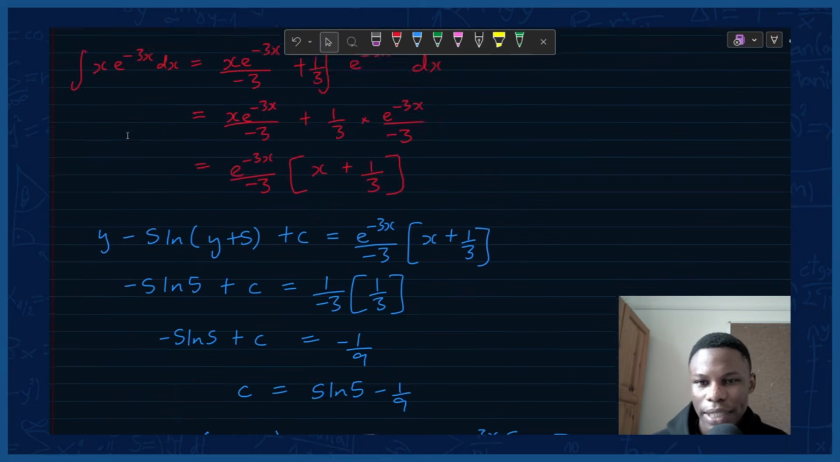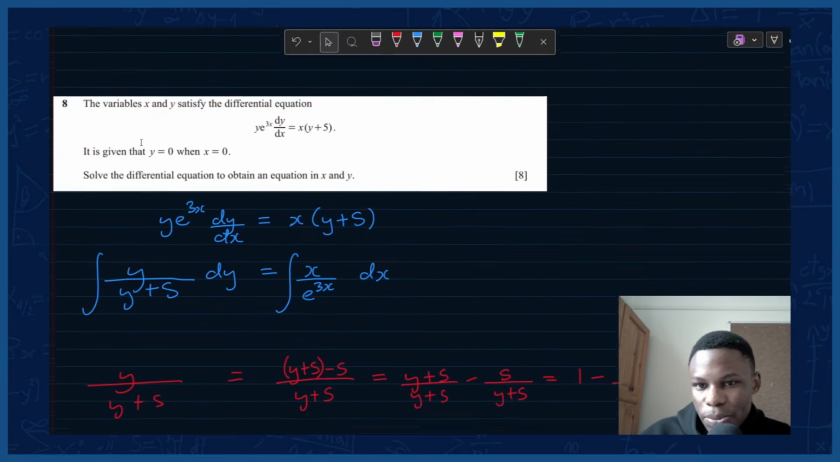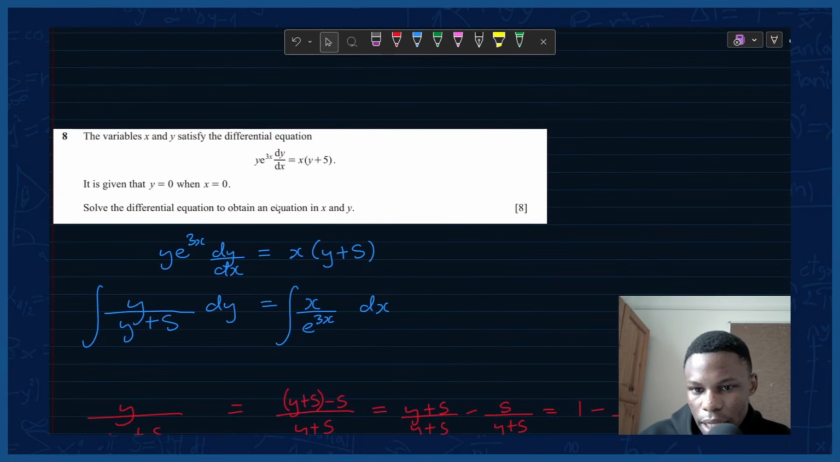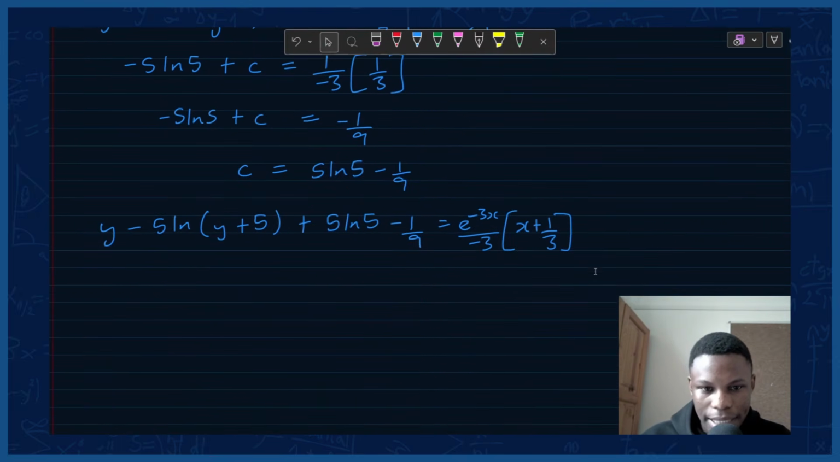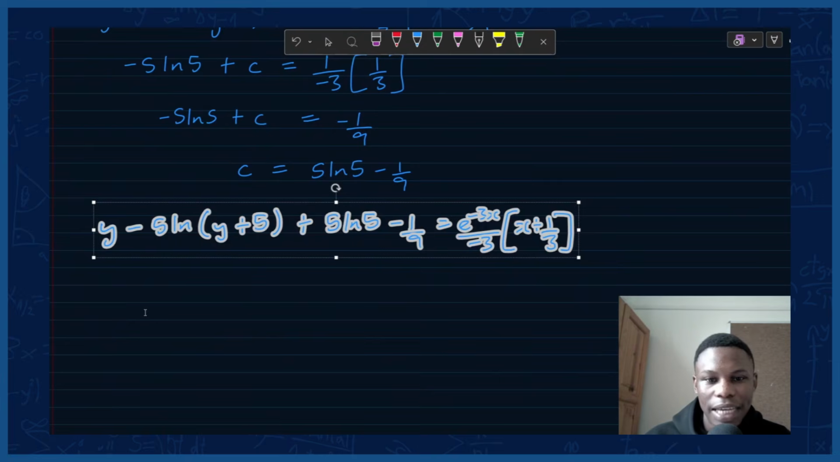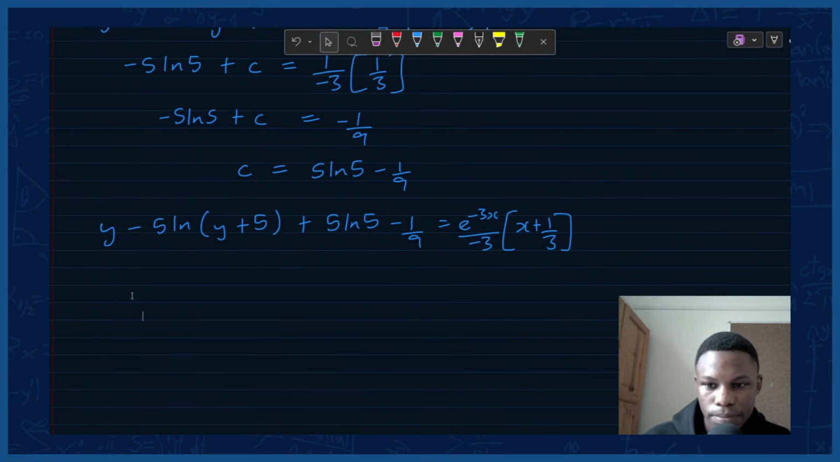And I'm pretty sure they didn't specify to make anything subject of the formula. Obtain an equation in x and y. Okay. So this is an equation in terms of x and y, so we don't have to manipulate this or simplify this any further. So that's going to be our final answer.